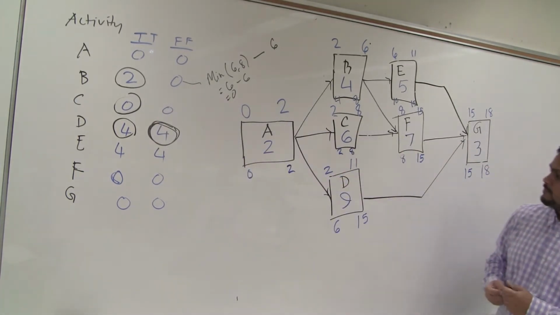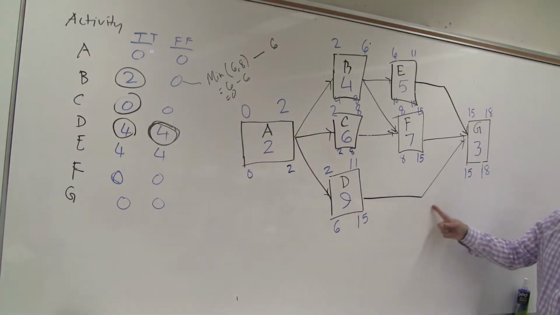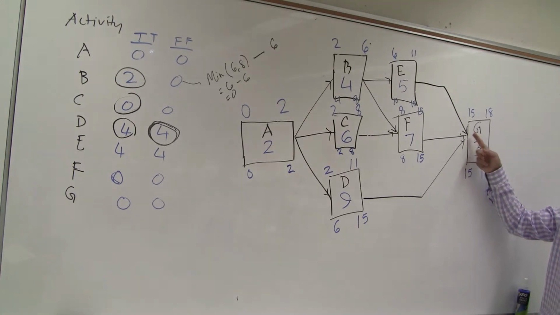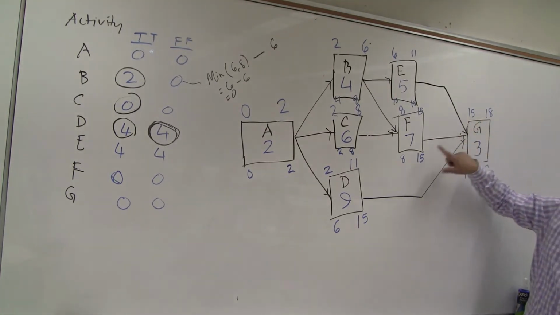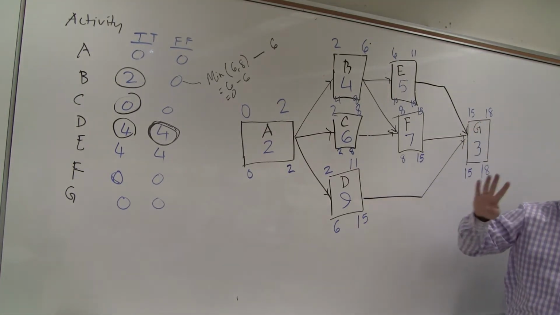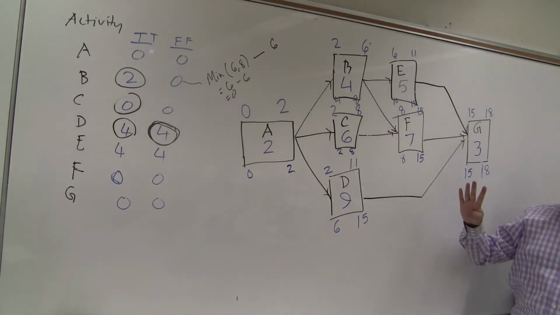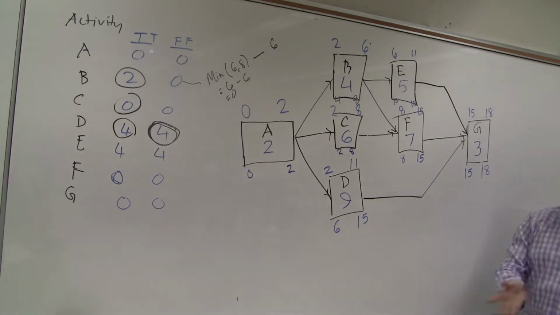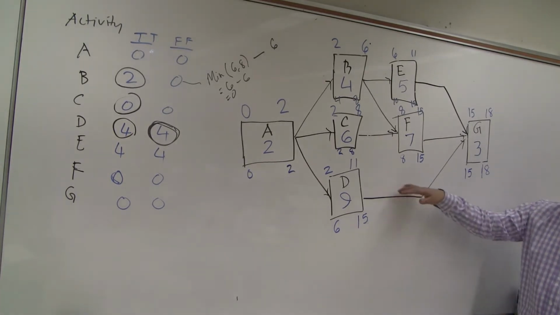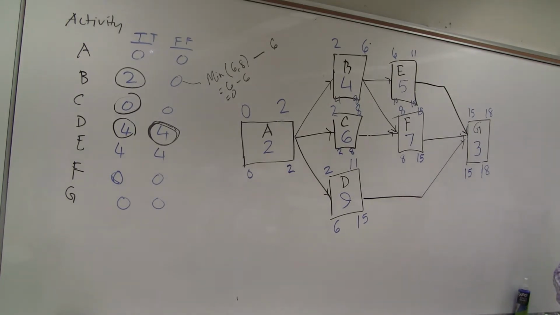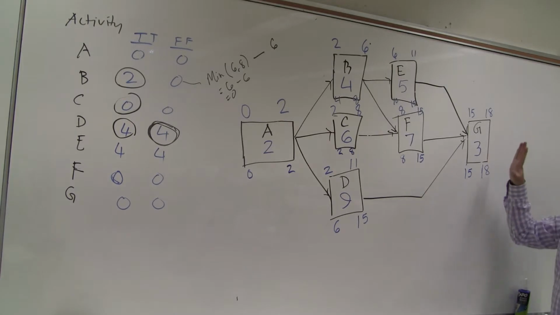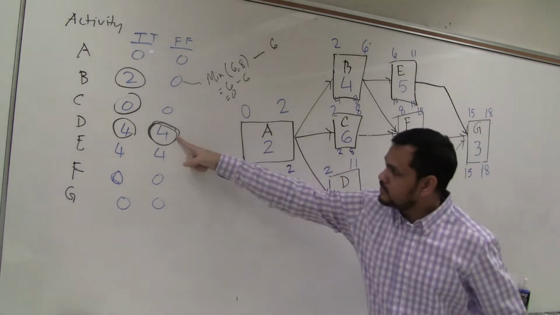Now, why is free 4 for D? Who is following D? G. It is starting at 15. Now I am finishing at 11. I have 4 days to relax. If you did not sleep the previous several days, you can sleep 4 days. No problem. It will not be hampered. So that is why it is 4.